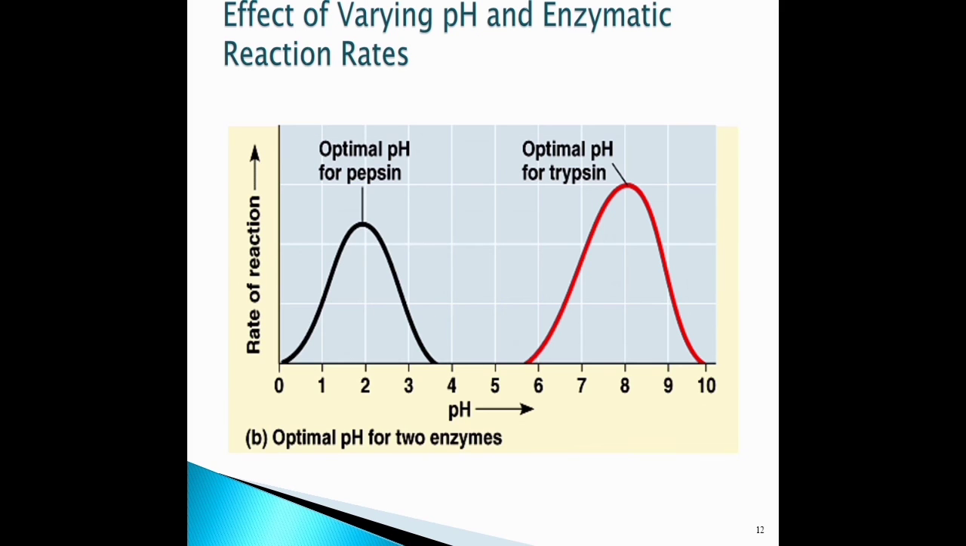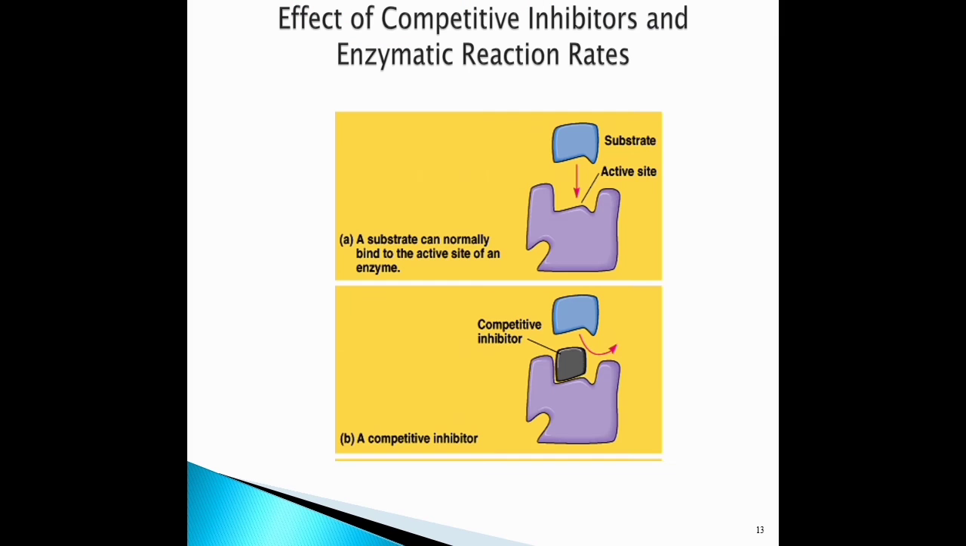Effect of varying pH on enzymatic reaction rate. Rate of reaction on the y-axis increases from bottom to top. Optimal pH for two enzymes. pH increases on the x-axis from left to right. Optimal pH of pepsin is 2 and optimal pH of trypsin is 8.